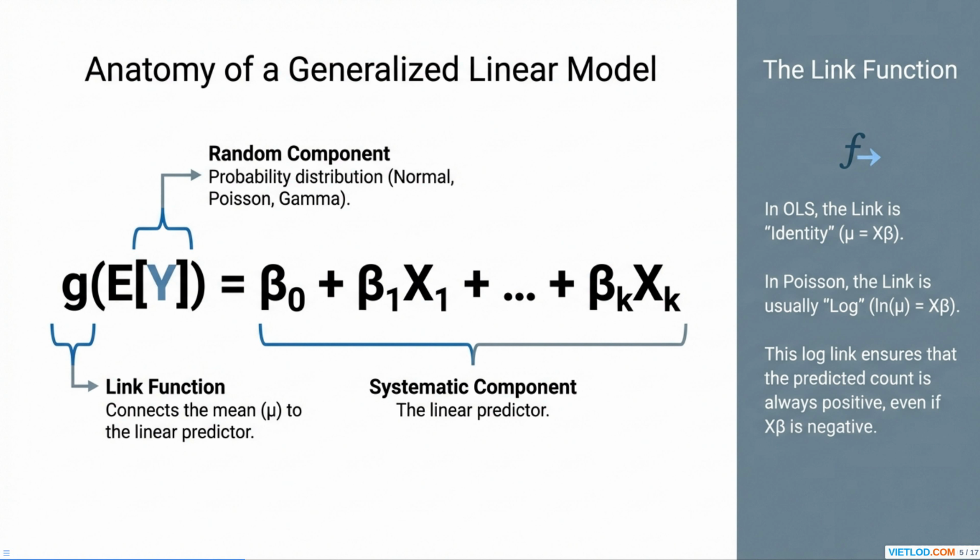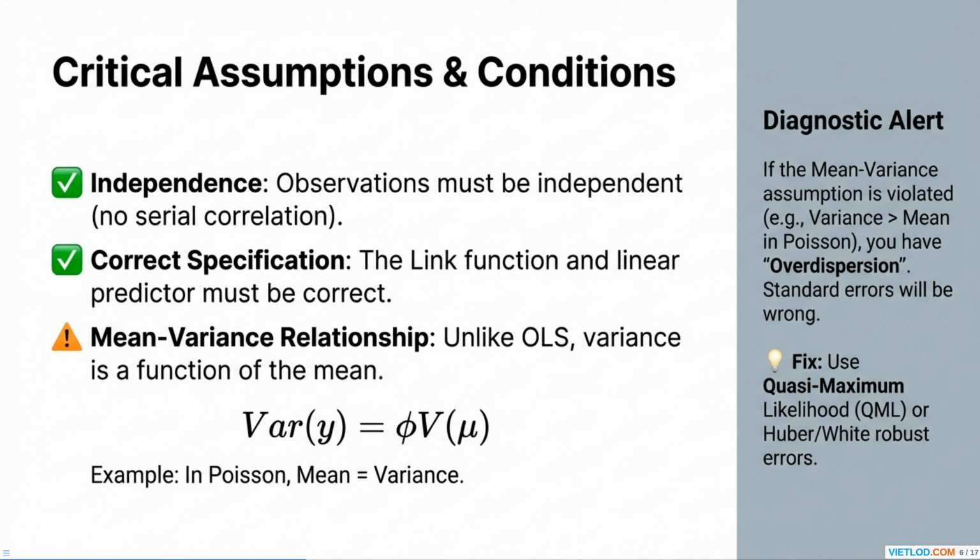Third, the link function, denoted by g, is crucial. It connects the expected value, or mean, of y to the linear predictor. For instance, in OLS, the link is identity, so the mean of y directly equals the linear predictor. But in a Poisson model for count data, the log link is typically used. This log transformation is vital because it ensures that predicted count values are always positive, even if the linear predictor is negative, enabling GLMs to model diverse data effectively.